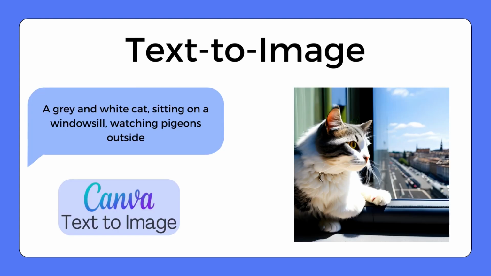Another model is text to image. This is used to generate images from text descriptions. An example of this would be Canva's text to image application, which creates images from text inputs. In this example, we can use the prompt a gray and white cat sitting on a windowsill watching pigeons outside, and it will generate this image for us.